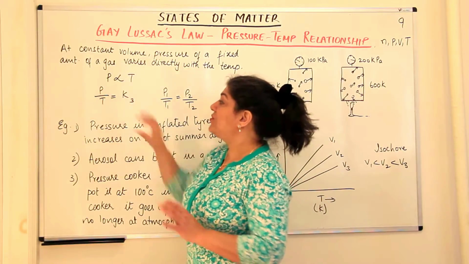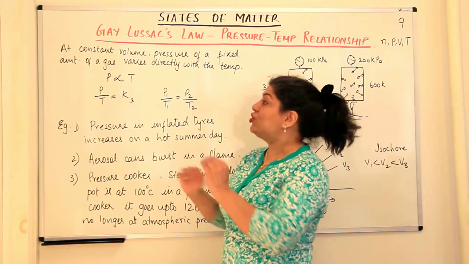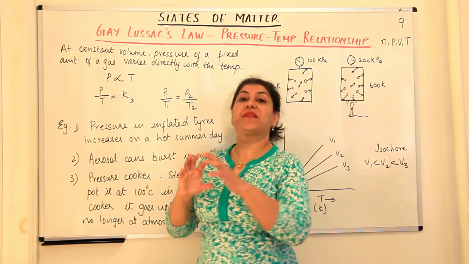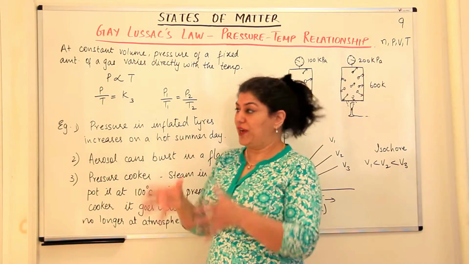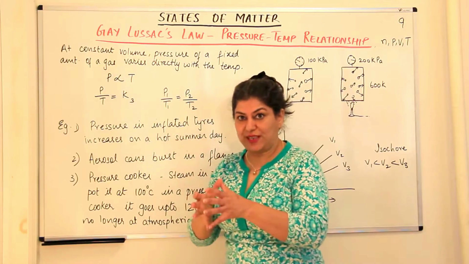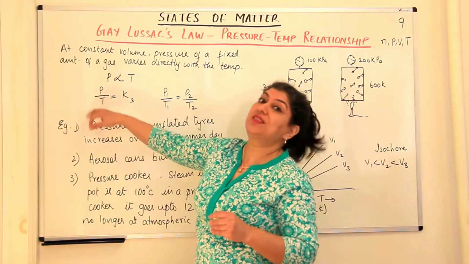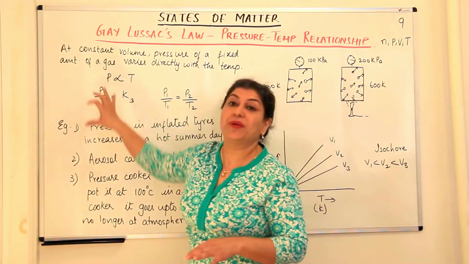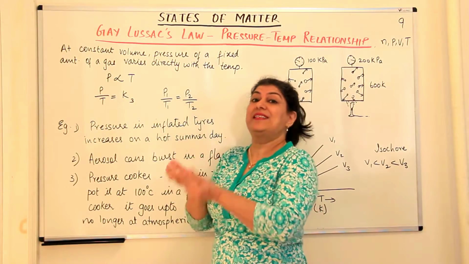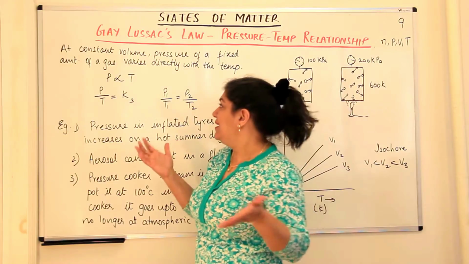So knowing this relationship that the ratio of pressure and temperature remains constant, it means for a gas, if the volume is fixed and we start heating it, the temperature increases, the pressure also increases, so the ratio remains the same. It increases in such a way that the ratio remains the same.